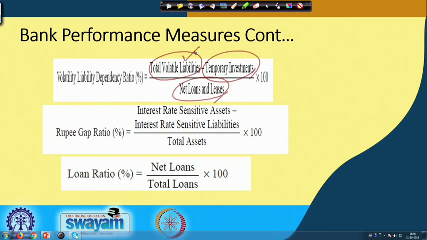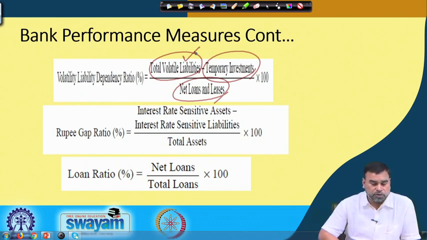Then we have the rupee gap ratio. This is the interest rate sensitive assets minus the interest rate sensitive liabilities, divided by the total assets. You see, of the assets the banks have, not all are interest rate sensitive, and not all liabilities are interest rate sensitive either. So, if you divide those assets, for example, fixed assets are not interest rate sensitive. Equities are not, or only to some extent sensitive because their fluctuations are there. The loans as well as the deposits are the most interest rate sensitive assets and liabilities.